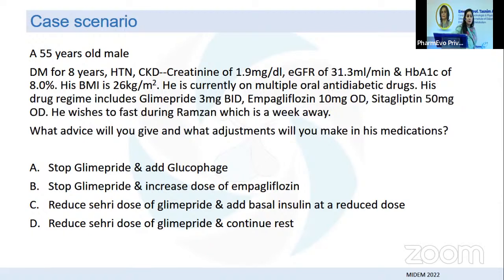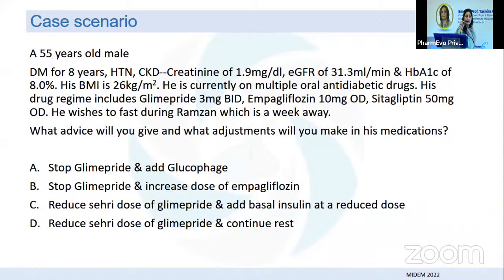Can anyone tell me what is the risk assessment score in this patient? Is he falling in low risk, moderate risk, or high risk? High risk, right. So what will you do? Should we stop his glimepiride altogether and add glucophage? Is he at good control or poor control? Poor control. So the desirable HbA1c target is less than 7.5. So he is not at good control. We cannot altogether stop his glimepiride.